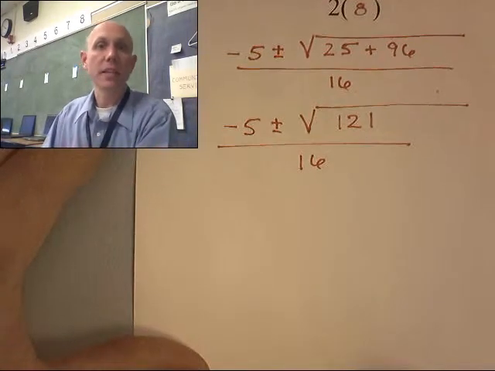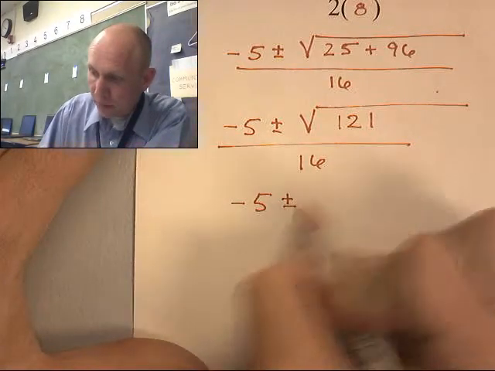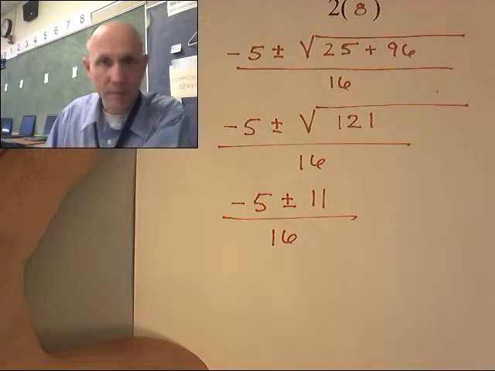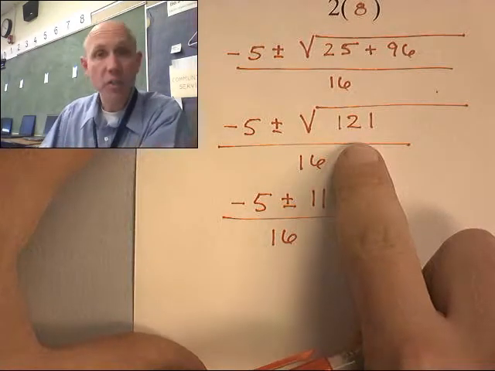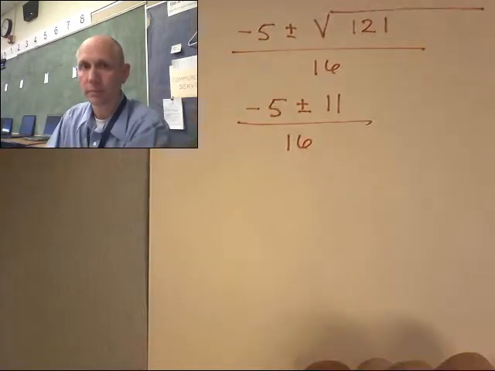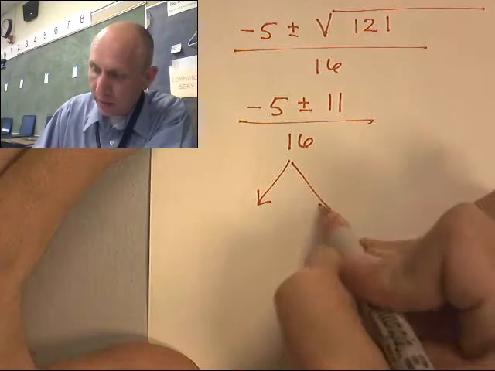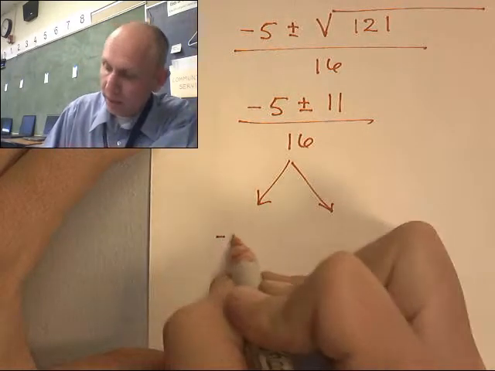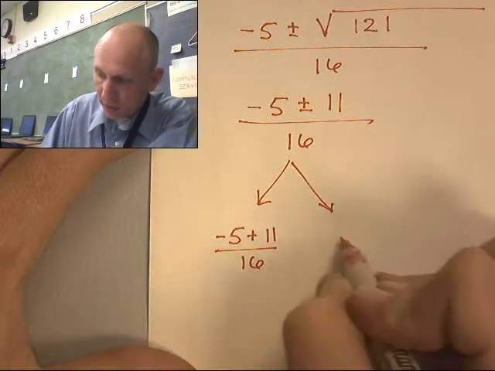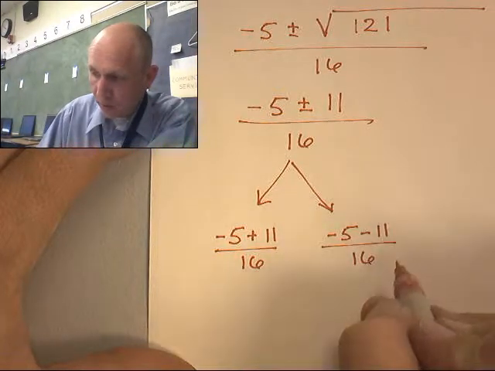Okay. Can you take the square root? Negative 5 plus or minus 11 over 16, right? Because the square root of 121 is 11. I'm going to split it into two pieces now. Negative 5 plus 11 over 16. Negative 5 minus 11 over 16.